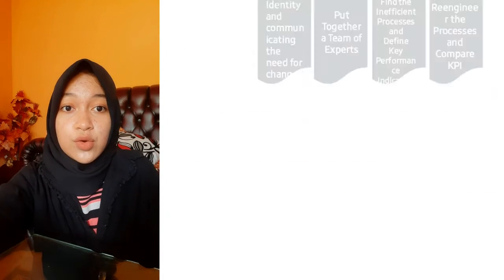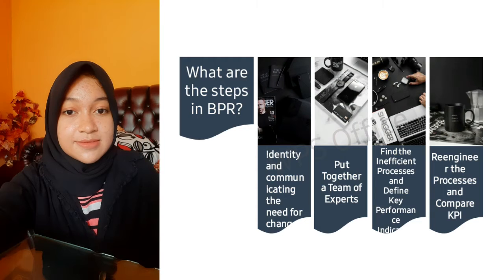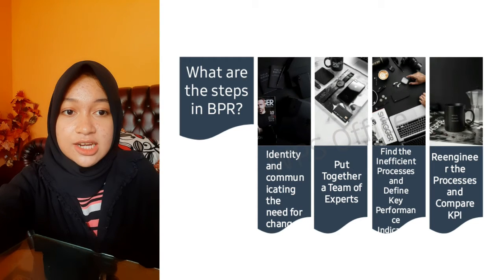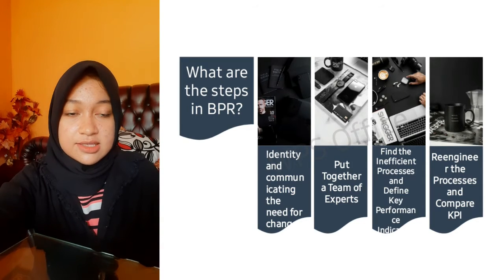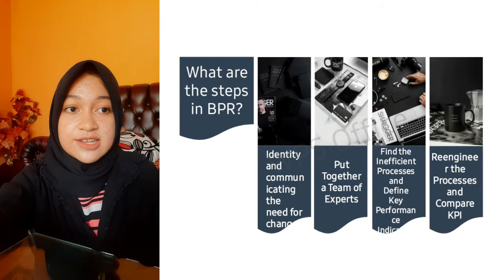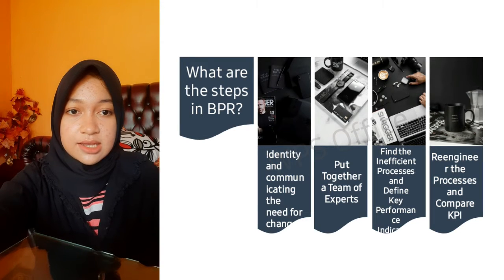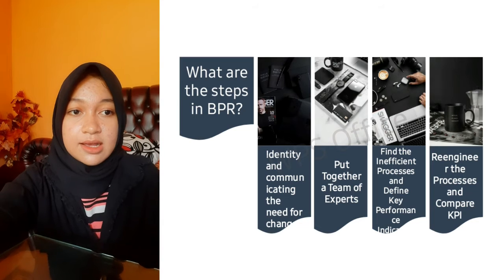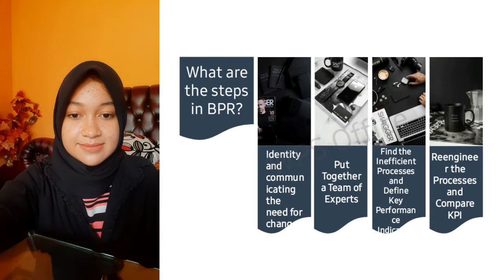So everyone, what are the steps in BPR? The first, identify and communicate the need for change. The second, put together a team of experts. Third, find the inefficient process and define key performance indicator or KPI. And four, re-engineer the process and compare KPI. Okay everyone, moving to the next slide.